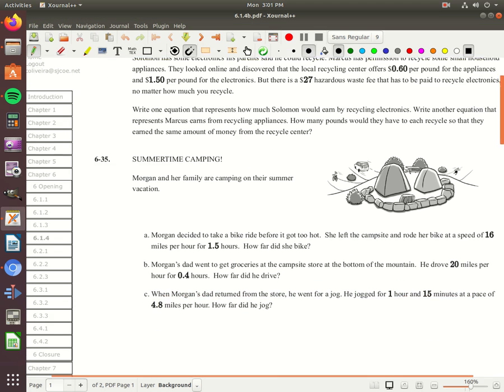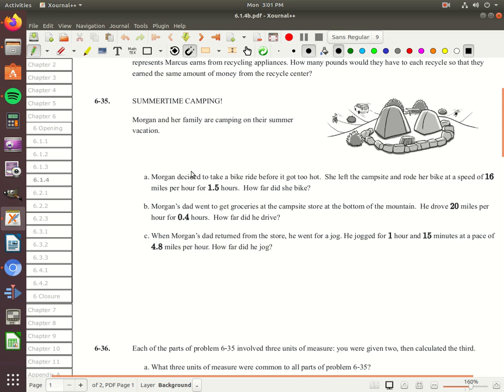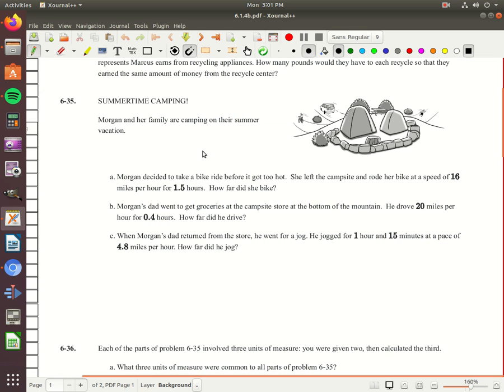So moving along, 6:35. Summertime camping. Morgan and her family are camping on their summer. Morgan decided to take a bike ride before it got too hot. She left camp and rode her bike at a speed of 16 miles per hour for 1.5 hours. How far did she bike? Here's the bottom line. Distance equals rate times time. This is going to be one of the equations for these kinds of things. So we really need to make sure we're focusing on that and understanding how the mechanics of these equations work.